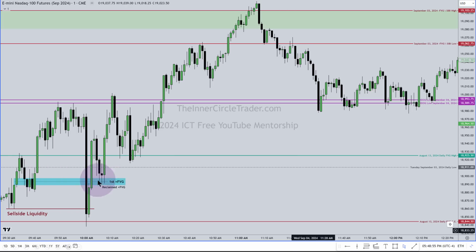So extending that first fair value gap that formed between 9:31 and 10 o'clock, this becomes a reclaimed fair value gap. We swept through it, took stops, and then right back into utilizing it again. Targeting the relative equal highs up here. That's where your buy side is.